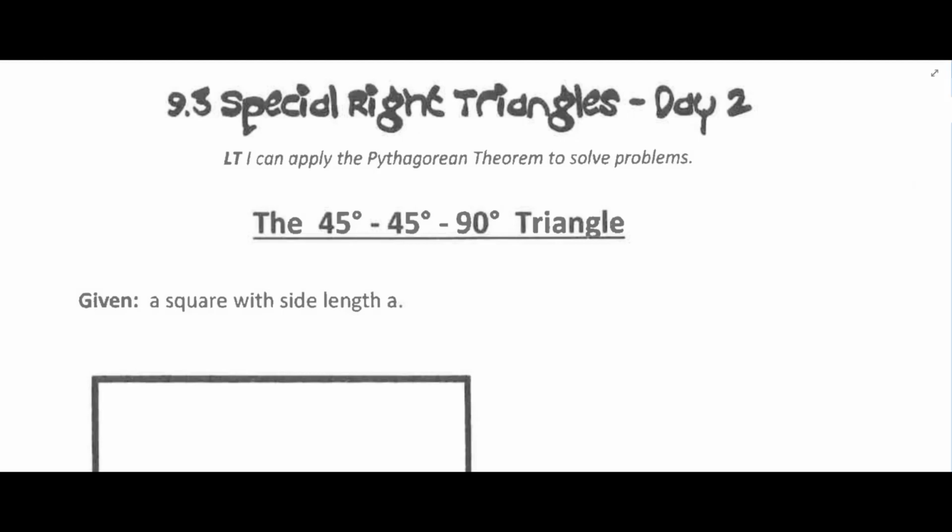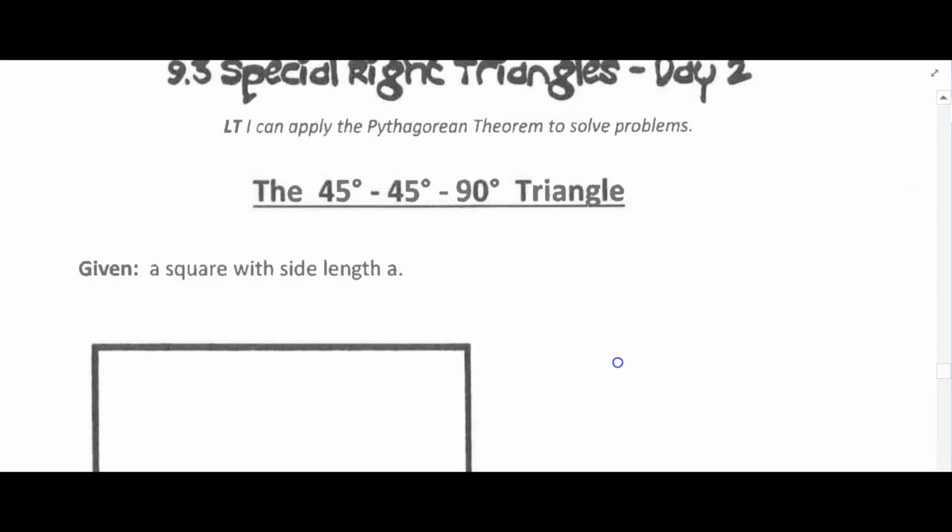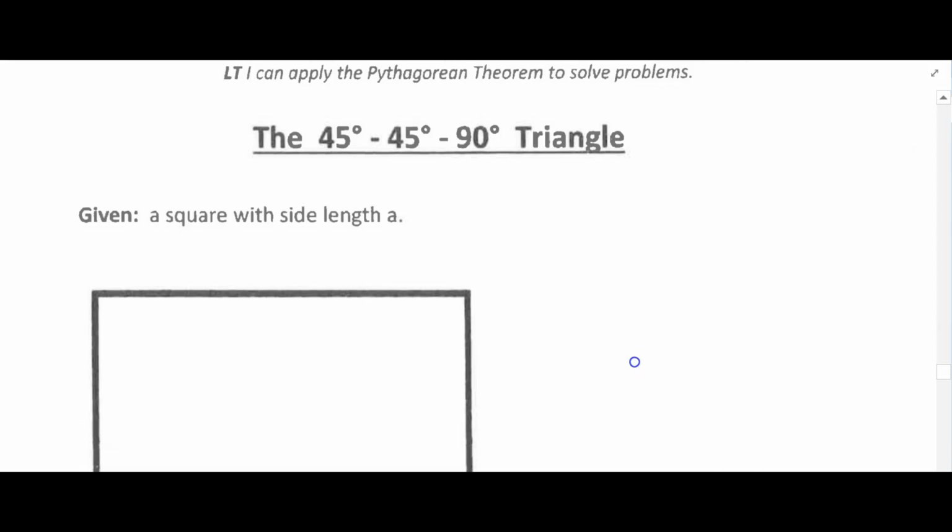This video covers material from Chapter 9, the Pythagorean Theorem. We are continuing with Section 9.3, looking at special right triangles. In the last set of videos, we were looking at the 30, 60, 90 right triangle and learned that the ratio of the sides is always the same. So today we're going to look at another special right triangle, the 45, 45, 90.